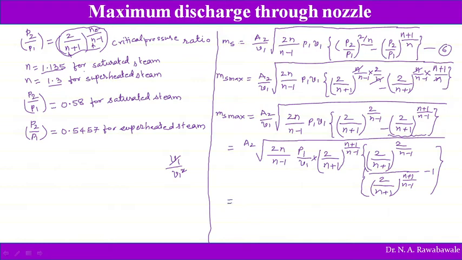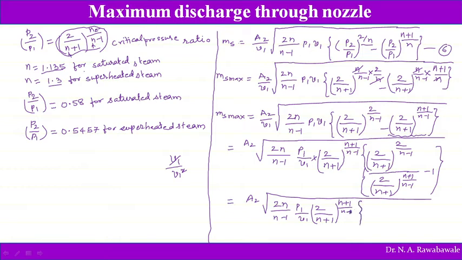So further, A2 square root of 2n divided by n minus 1, p1 v1, (2/(n+1))^((n+1)/(n-1)).